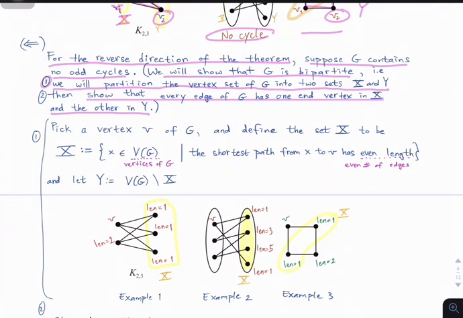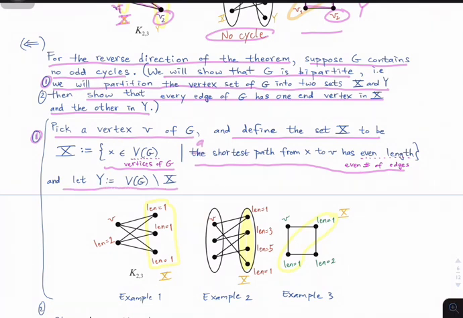So for the first part, first just pick a vertex of G, any vertex, call it V, and define the set X to be the set of vertices of G such that a shortest path from V to the vertex has even length. And then let Y be the complement of X. So Y would be all of the other vertices that do not satisfy the requirement to be in X.